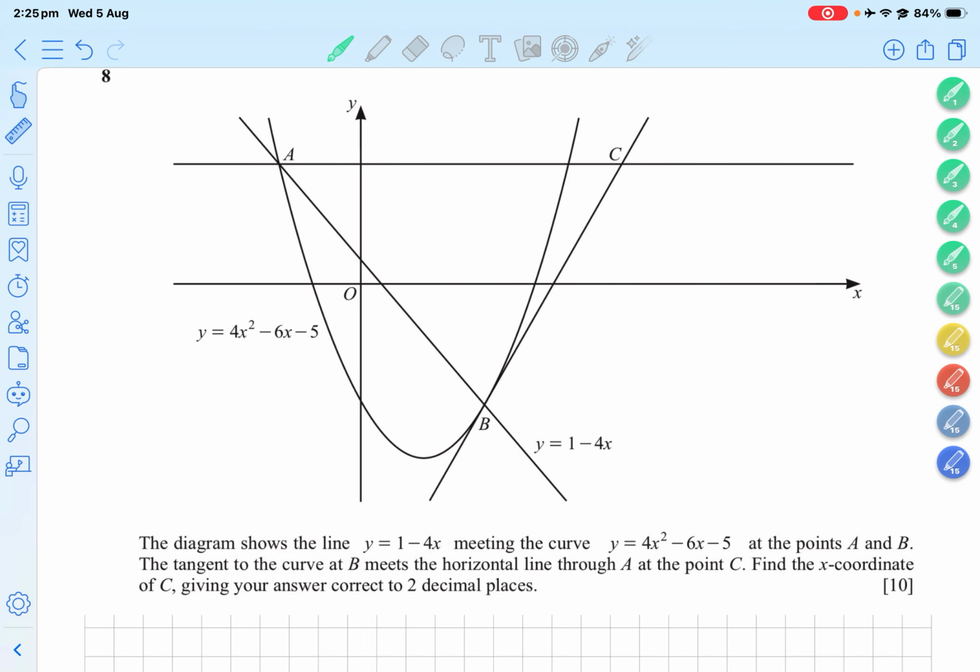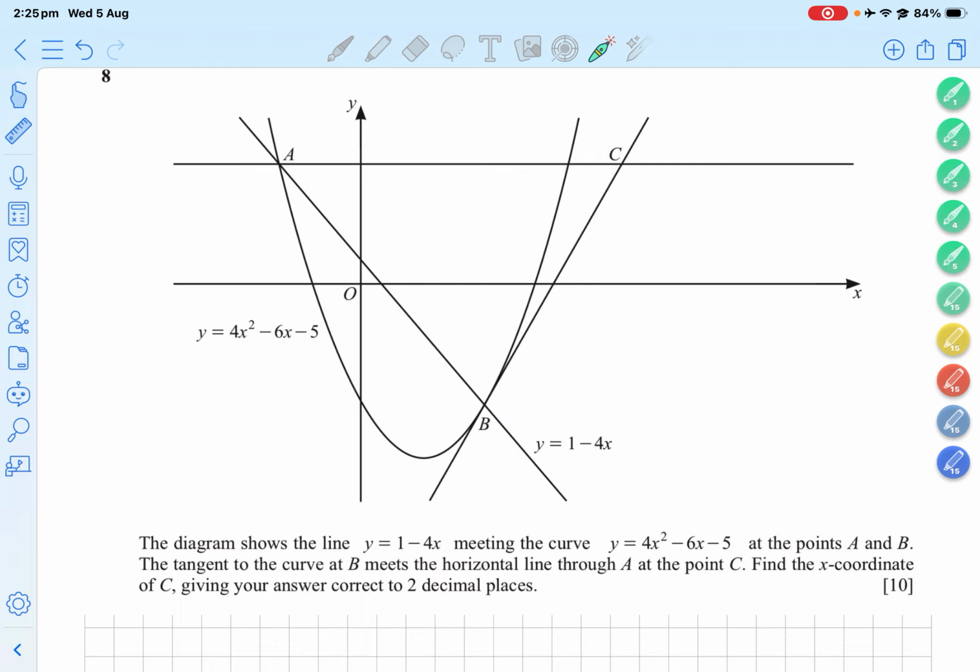The diagram shows the line y = 1 minus 4x meeting the curve y = 4x squared minus 6x minus 5 at the points A and B. The tangent to the curve at B meets the horizontal line through A at the point C. Find the x coordinate of C, giving your answer correct to 2 decimal places. So what do we have here?